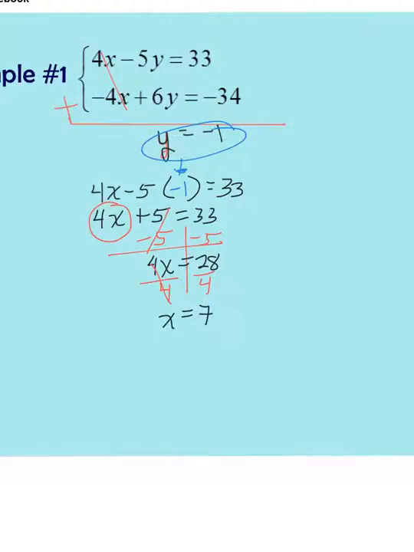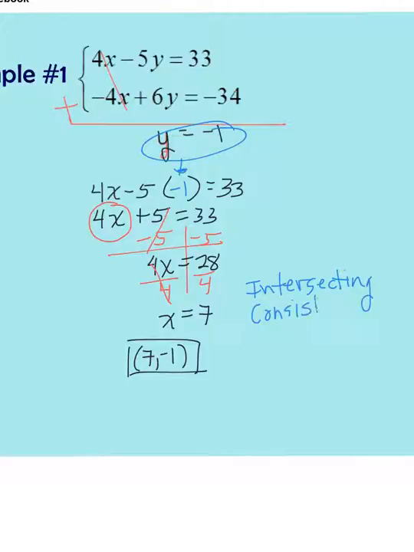So now I have both answers. You have to write them as an ordered pair, so I get (7, -1). So again, since I have one answer, I must have intersecting lines. Because I have a solution, the system is consistent. And because I have one unique solution, the system is independent.